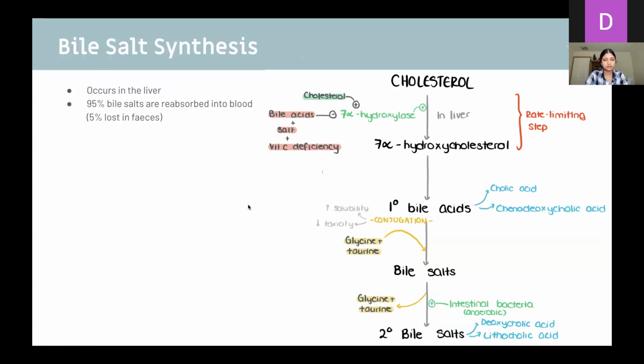Okay, bile salt synthesis. I'm sorry if you can't read this handwriting, but yeah, it's the easiest way to make a diagram. So the synthesis.